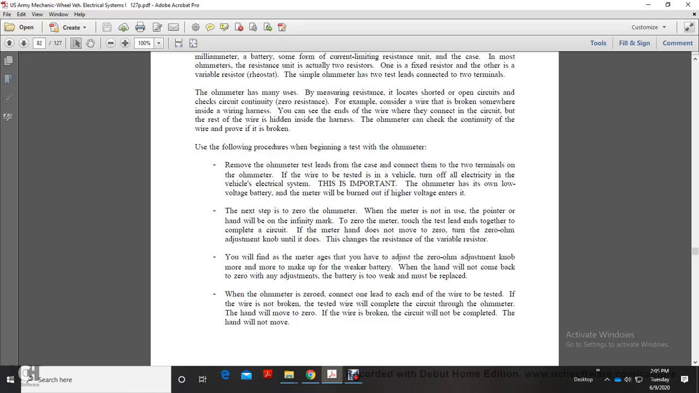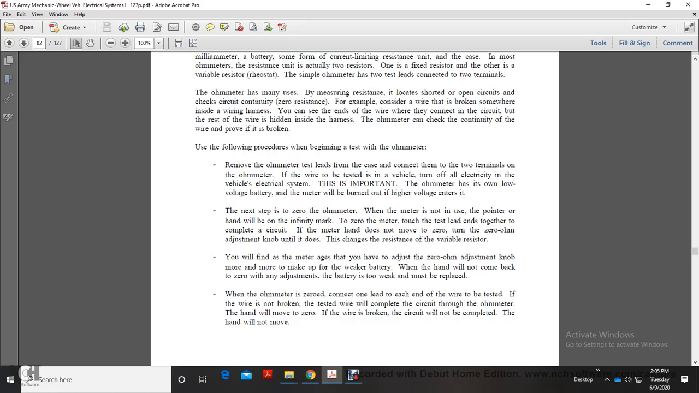Use the following procedure when testing with the ohmmeter. Remove the ohmmeter test leads from the case connected to the two terminals of the ohmmeter. If the wire is tested in the vehicle, turn off the electricity of the vehicle electrical system. This is important. The ohmmeter has its own low voltage battery, and the meter will burn out when high voltage enters it.